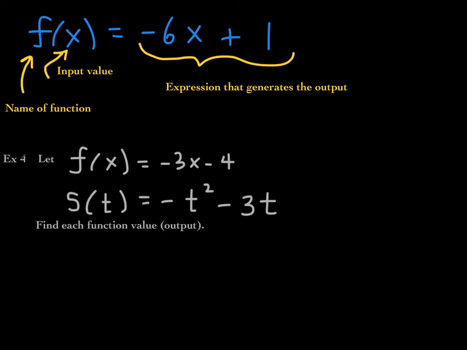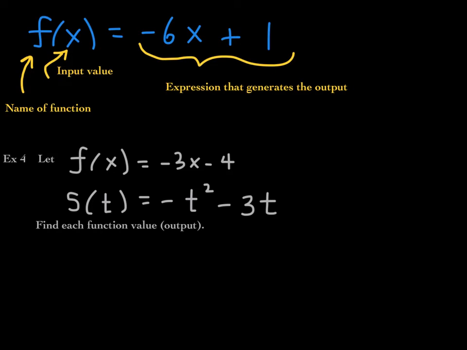All right, check out this example. Let f of x, this is a function, equal negative 3x minus 4, and s of t, another function, equal negative t squared minus 3t. Find each function value or output. Okay, output, another word for output is function value. When they say find a function value, they're saying find the output. Okay, so they're about to give you an input. They're going to give you something to plug in, and then you have to figure out what you get out as a result.